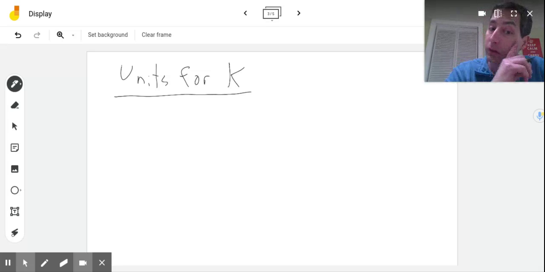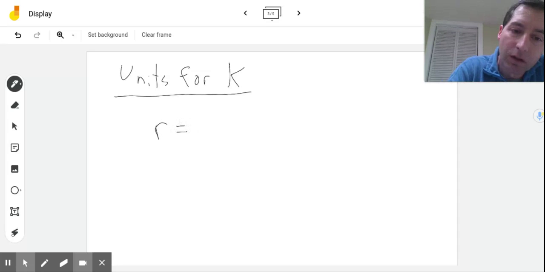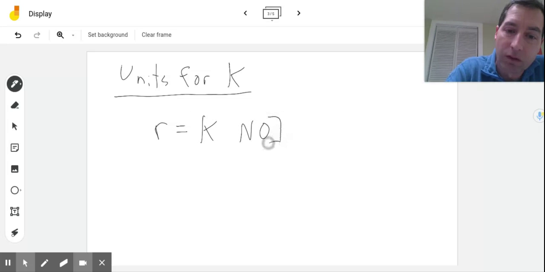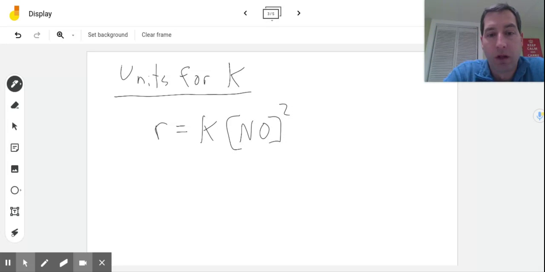So let's draw a rate law equation and then substitute in the units for each of the components, and then solve it for K, and then we'll see what the units of K are. It actually changes depending on the order of the reaction. So let's just take a second order rate law equation. So we could say that R is equal to K times the concentration of, let's just say we have some NO to the second. So you know it's second order.